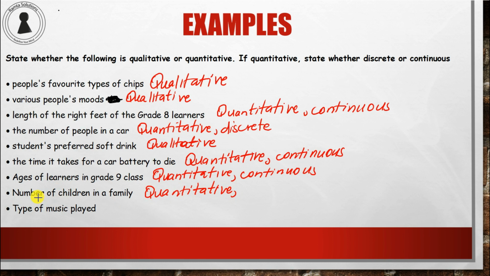However, what kind of quantitative data are we looking at? Number of children in a family. Do we count it or do we measure it? We count, right? So this is discrete data. Okay, perfect.